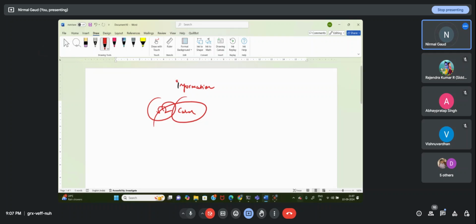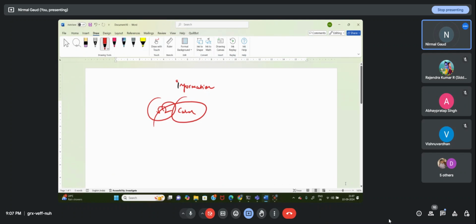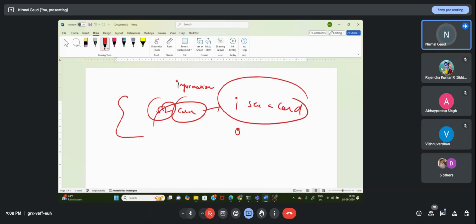Okay, so I hope now you can see that information has been mentioned here. The story mentioned was 52 cards shuffled and a card is picked, and it is told, I see a card. Here, zero information is there because I don't know what card it is.